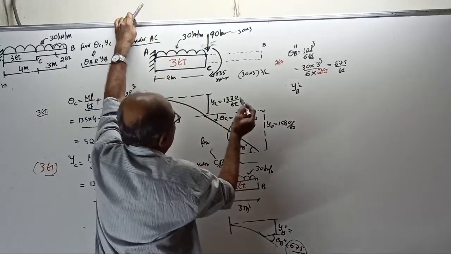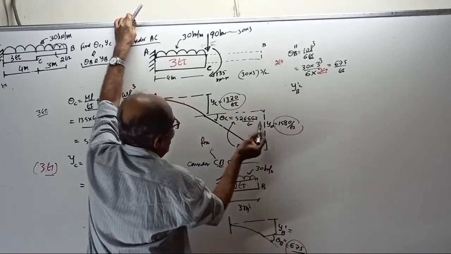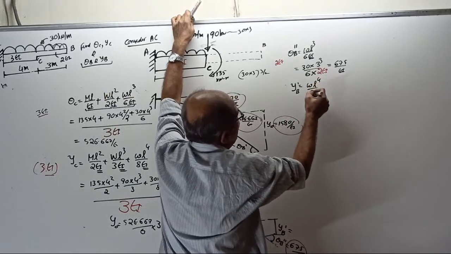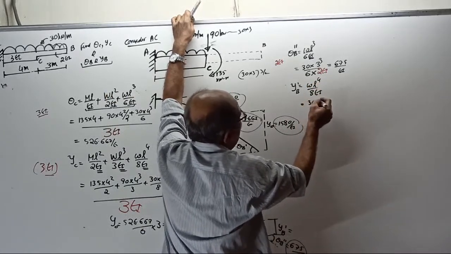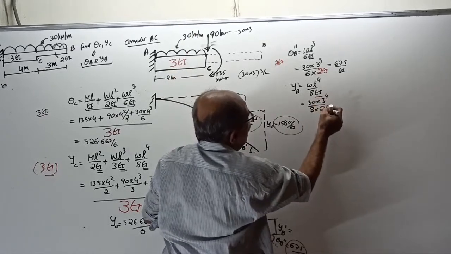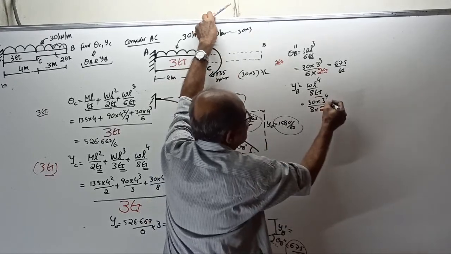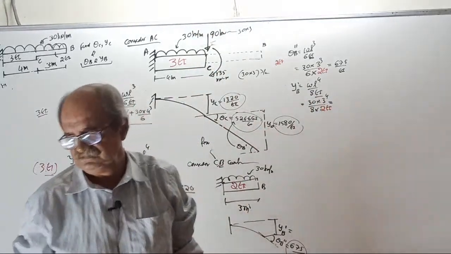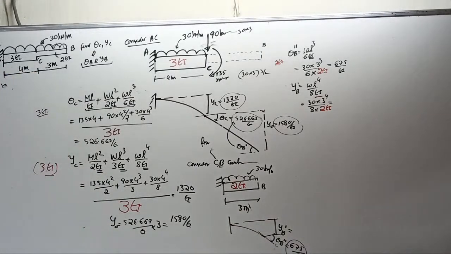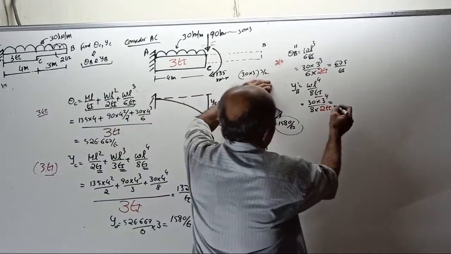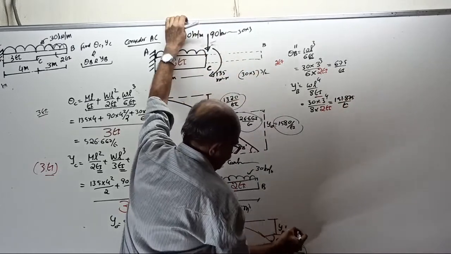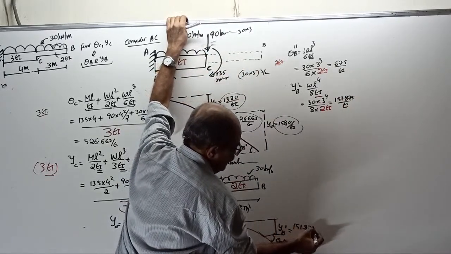All entries are calculated values, remember. The deflection is WL power 4 by 8 EI, equal to 30 into 3 power 4 by 8, but your EI is 2 EI. Last but one answer today. It is 151.875 by EI. Enter here. This is 151.875 by EI.